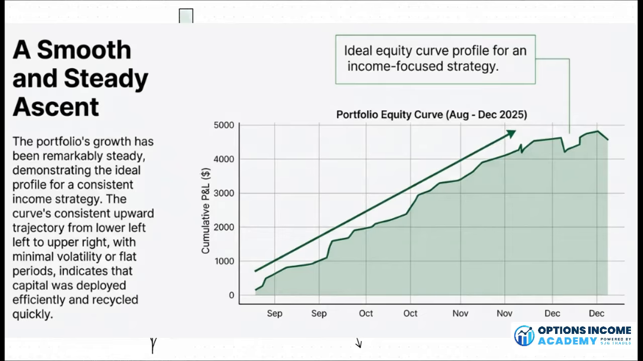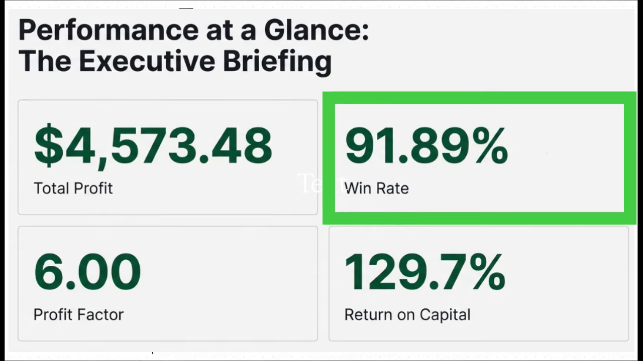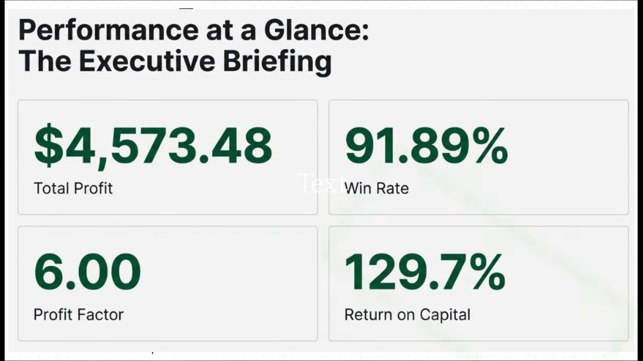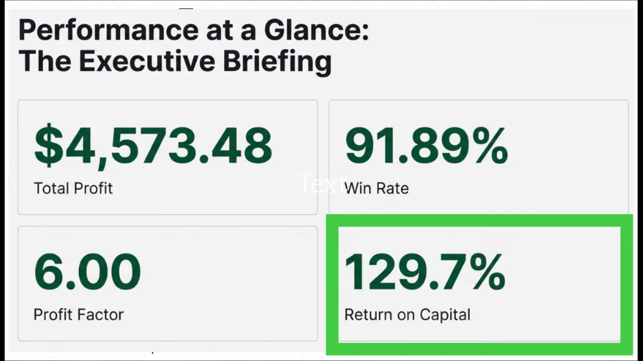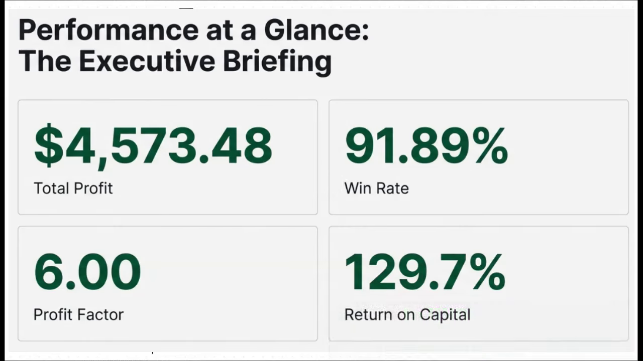Let's just quickly hit the numbers here. Over $4,500 in profit in just a few months is great. But look at the other stuff. A win rate over 91%, still fantastic. A profit factor of 6, meaning for every $1 it lost, it made 6. And a nearly 130% return on capital shows that same amazing efficiency. It's just solid performance all around.